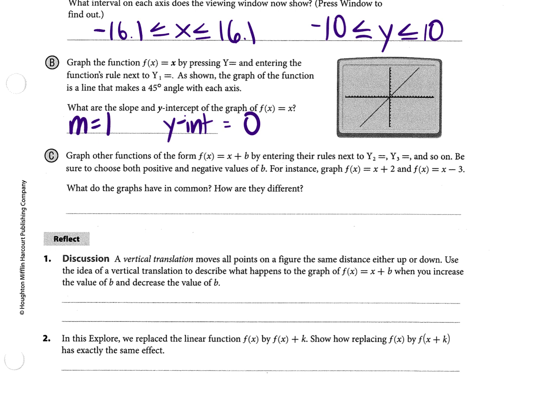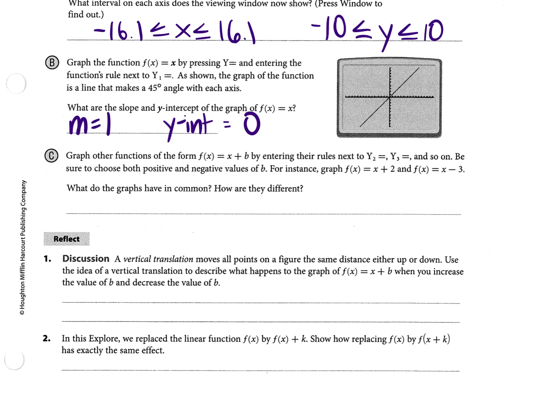Now it says graph other functions in the form f of x equals x plus b by entering the rules into y2 and y3. So you're going to go back to the y equals button in the top left and then go down to y2 and you'll type in that x button again and add some other b value in there. Then do the same thing in y equals 3. Hit that x button and maybe this time use a negative for your b value. And then to view those, you're going to hit the graph button in the top right corner again.